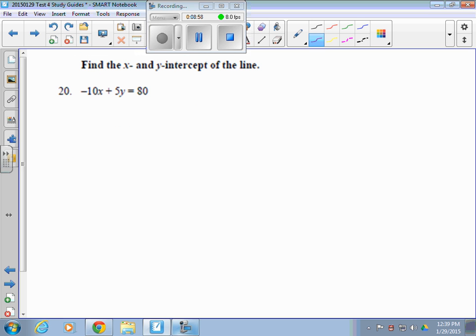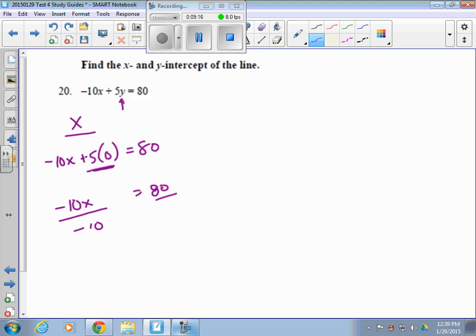20 says find the X and Y intercepts. Remember, to find the X intercept, you plug in 0 for the opposite one. -10X plus 5 times 0 is 80. Anything times 0 cancels it out. It's 0. -10X equals 80. Divide by -10 on both sides. 80 divided by -10 is -8. Your x-intercept is at -8.